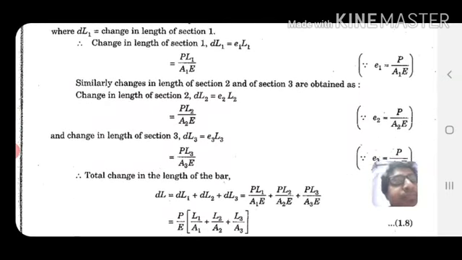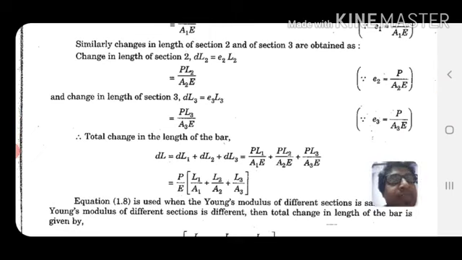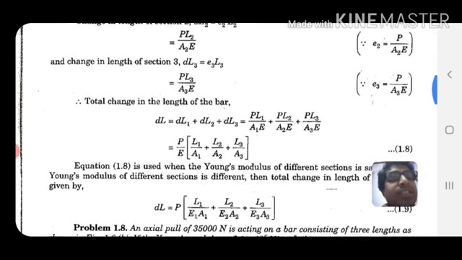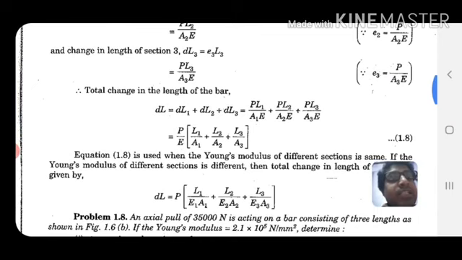Similarly, the changes in length of section 2 and section 3 are obtained as follows. Change in length of section 2, that is dL2, is equal to epsilon 2 times L2, so that is equal to PL2 divided by A2E. And change in length of section 3, that is dL3, is equal to epsilon 3 times L3.